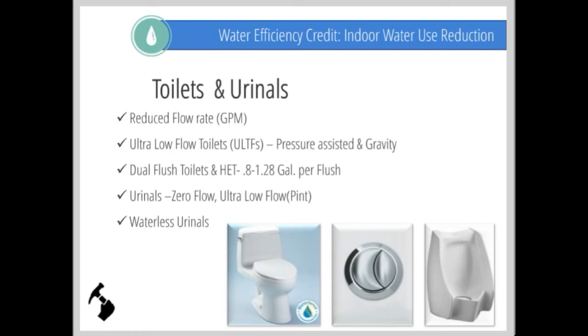Apart from using large volumes of water, toilets and urinals also contribute to additional operation and maintenance costs, including sewage costs. Older toilets typically use 3.5 to 7 gallons per flush. Designing and installing a low-flow toilet not only reduces water use consumption, but also reduces sewage volume.